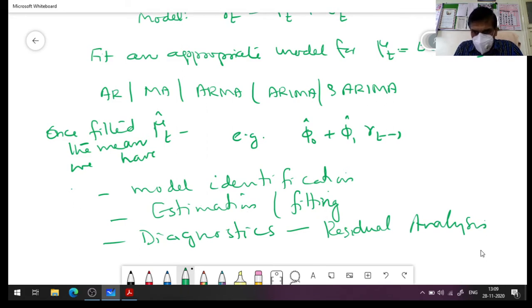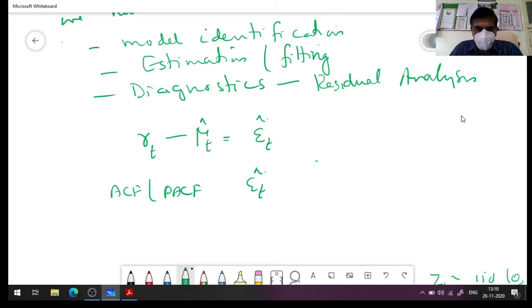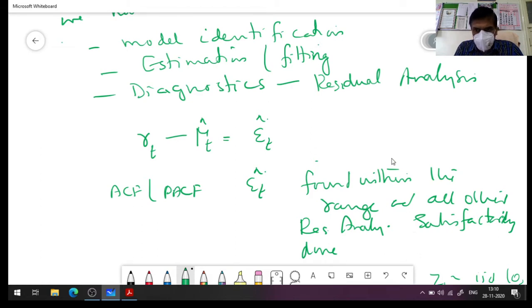In this process, what we will do is basically RT minus this mu t hat, which is a kind of epsilon t hat, and then you get the ACF and PACF of epsilon t hat. If they are found within the range and all other residual analysis is satisfactorily done, we stop the procedure. The procedure will be stopped at this point.